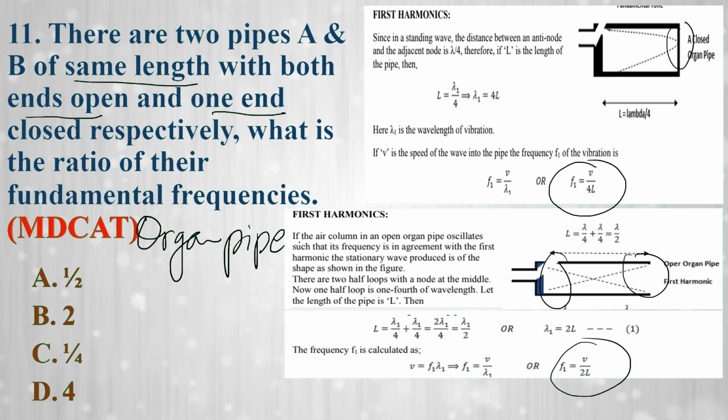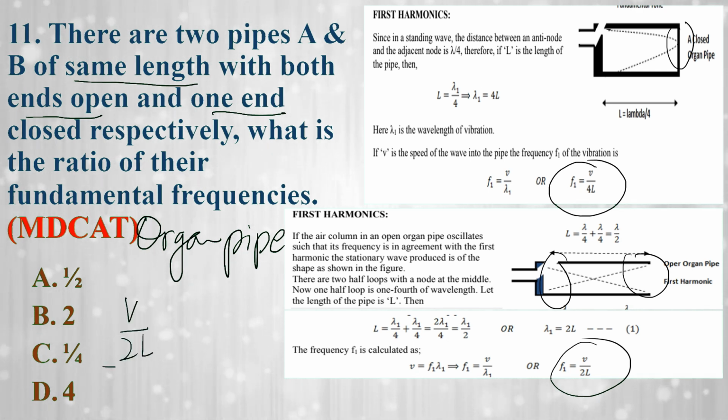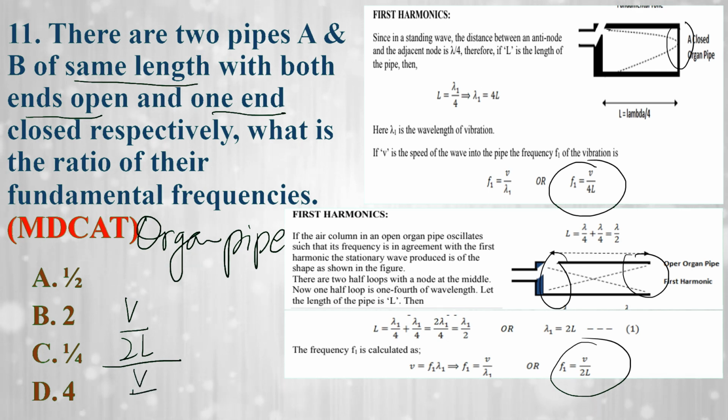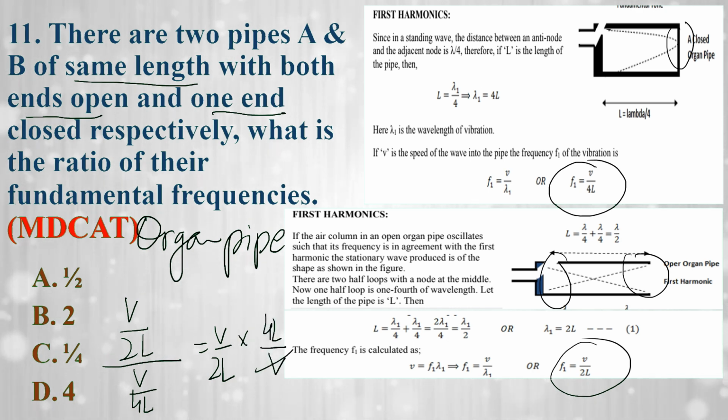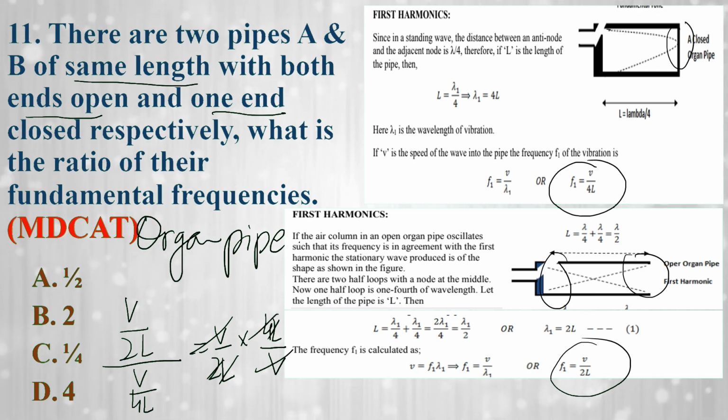So if I take the ratio of V over 2L over V over 4L, I can write it like V over 2L into 4L over V, and V cancels out, L with the L, and 2 with the 4, so the answer will be 2. So the correct option is B.